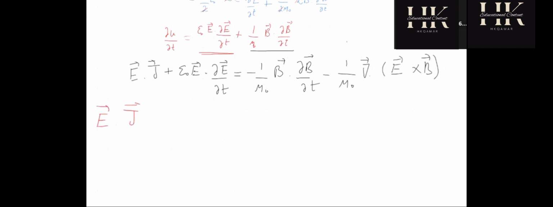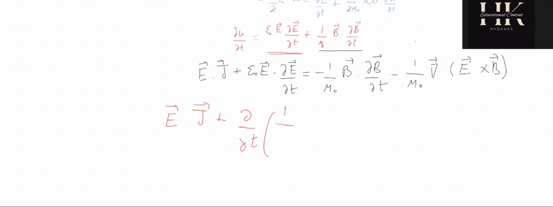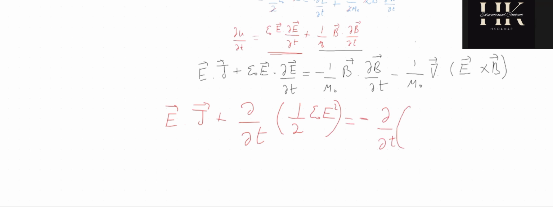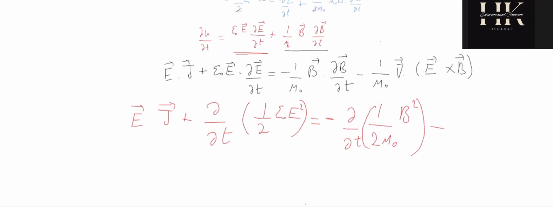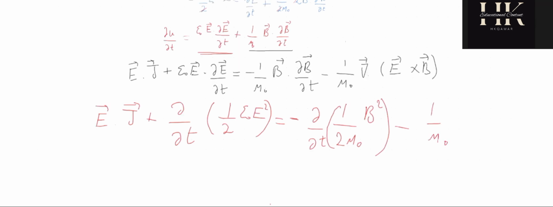plus ∂/∂t of (1/2 ε₀E²) is equal to minus ∂/∂t of (1/2μ₀ B²) minus, this term will be written as it is, (1/μ₀) ∇·(E×B).